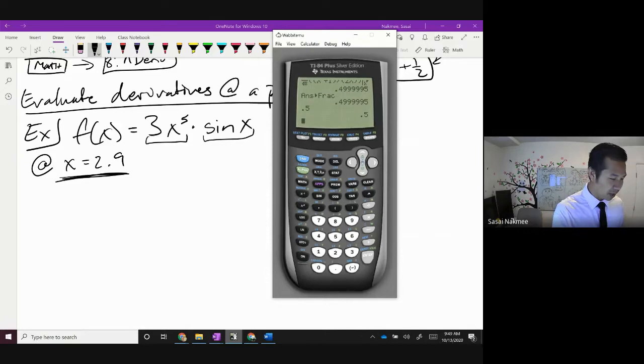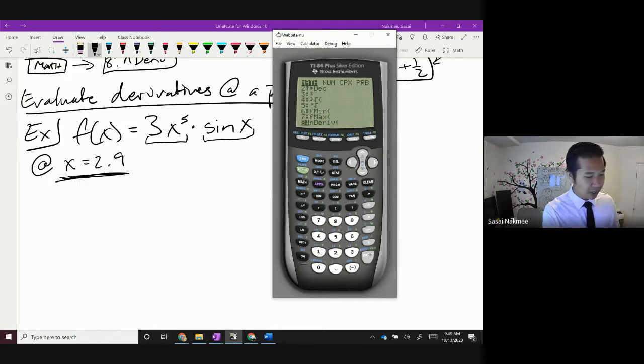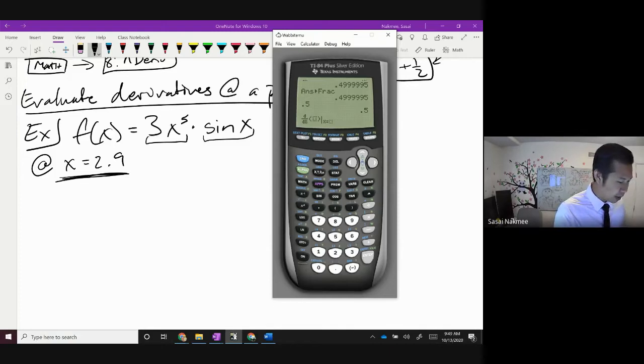So I would say that this is going to be math. I go down to option 8. And option 8 is down here. Press nDeriv, and I use this to calculate the derivative of this function for me, evaluated at 2.9. Okay? So then I would go ahead and type this in. This would be x, and the function is this right here. I don't really need parentheses because it's just multiplying straight across. So I'm going to go ahead with 3x to the 5th times sine of x. And then, of course, this is evaluated at 2.9. All right, and I just press enter.